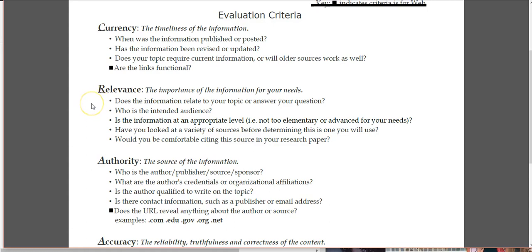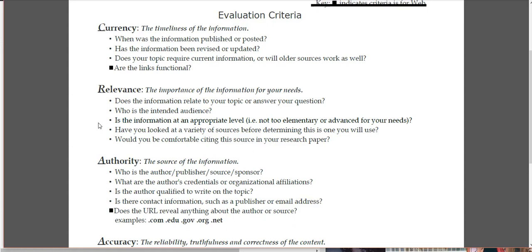Relevance, the importance of the information for your needs. Does the information you're finding relate to your topic, answer your question, or is it only somewhat related? Who is the intended audience? Often that also is part of this next question. Is the information at an appropriate level? So is it not too elementary or advanced for your needs?